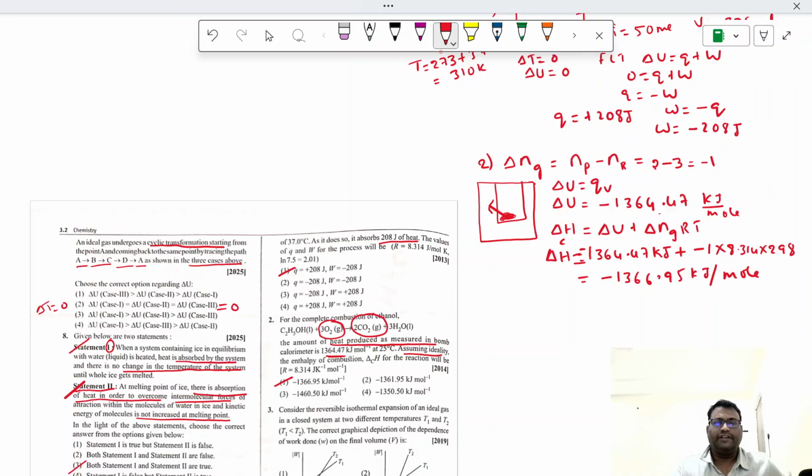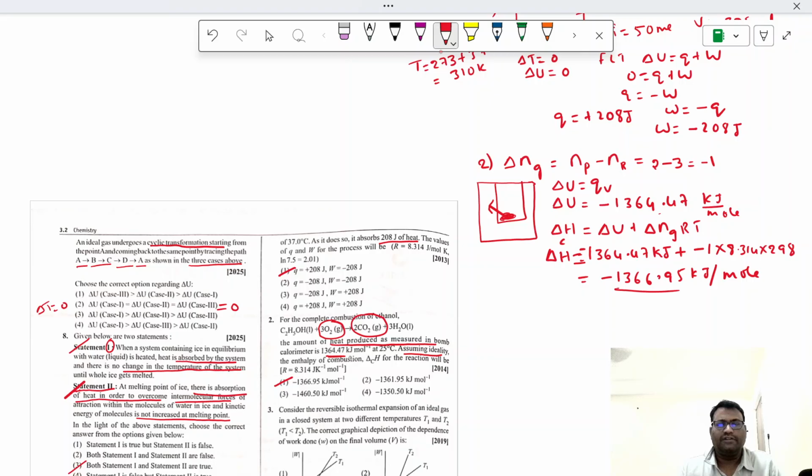So the relation between delta H and delta U is delta H is equal to delta U plus delta n RT. Delta n means the number of moles of gaseous products minus the number of moles of gaseous reactants. So you get the answer, right?